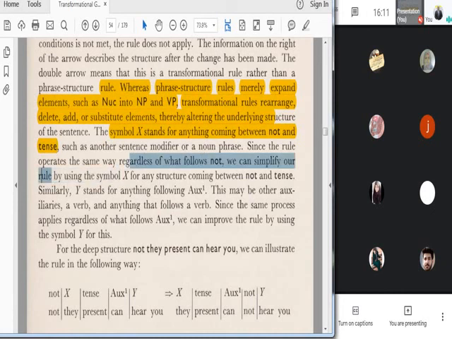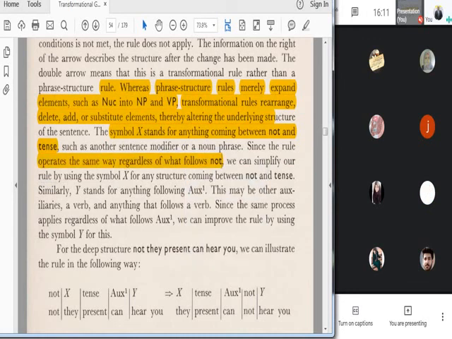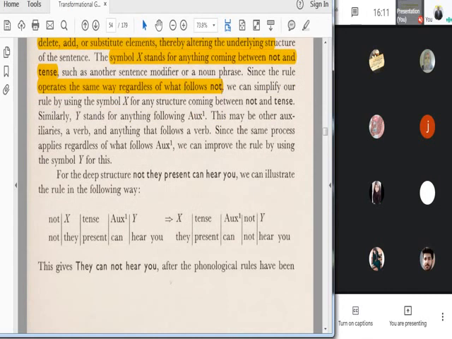Since the rule operates in the same way regardless of what follows not, it works in the same way. We can simplify our rule by using the symbol X for any structure coming between not and tense, because it applies to all cases. Why? I think I asked you about X and Y. Y stands for anything following the aux, even the main verb. Okay? Even the main verb.